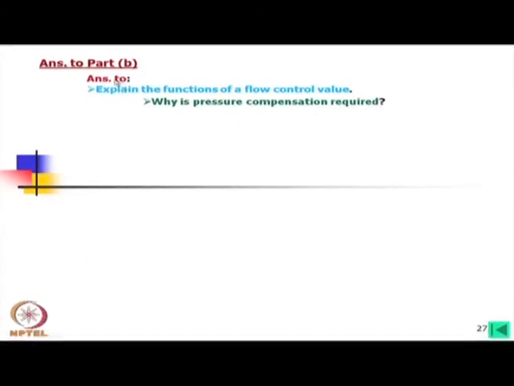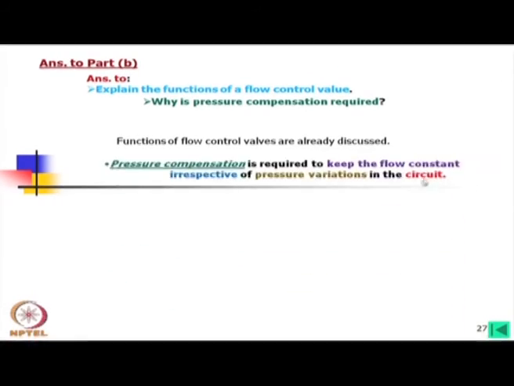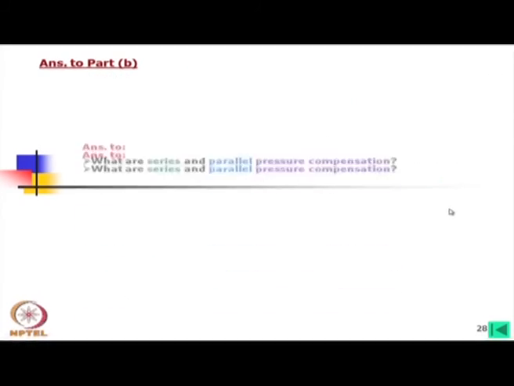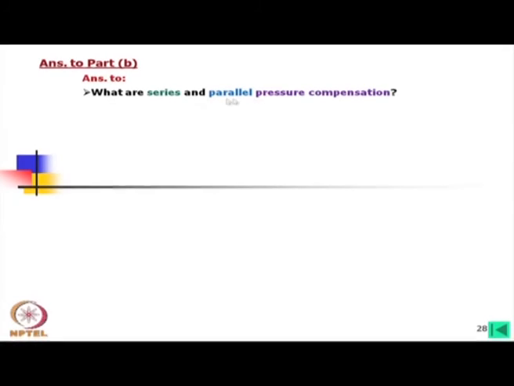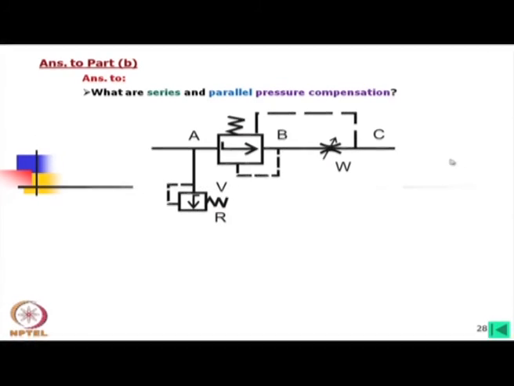Now, the question: explain the function of a flow control valve, and why is pressure compensation required? The functions of a flow control valve are already discussed. Pressure compensation is required to keep the flow constant irrespective of pressure variations in the circuit, as we have discussed earlier. While you are answering, you have to write in this way. Now, what are series and parallel pressure compensation?